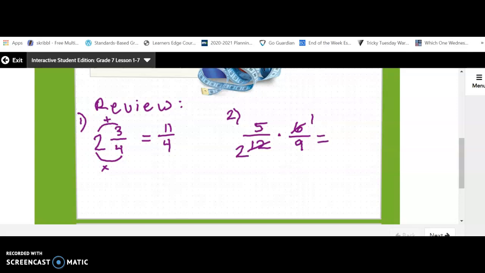I think maybe in 6th grade your teachers might have referred to it as cross simplify. Once we've simplified as much as we can, then we multiply our numerators. 5 times 1 is 5. And multiply our denominators. 2 times 9 is 18.